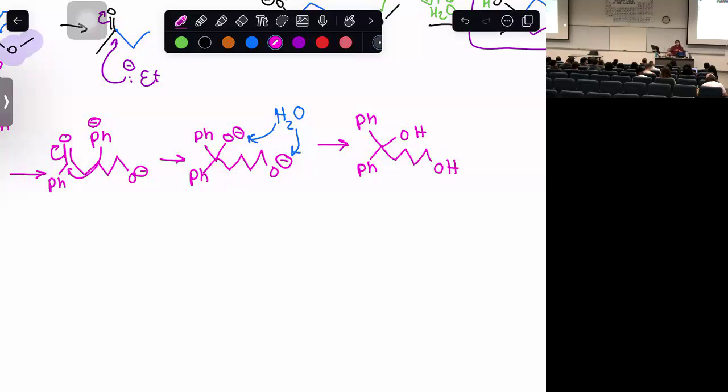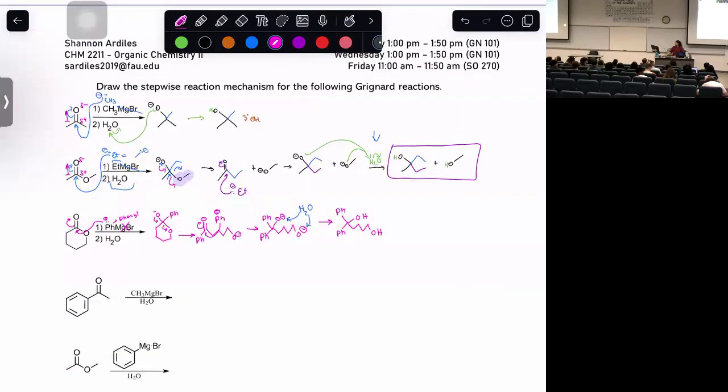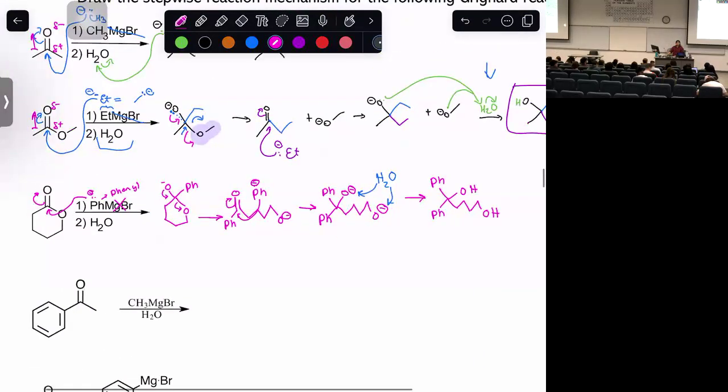Okay, do we have questions on that? Yes. It's just a benzene group with a, do we have the marker in here? No. Yes, we do.